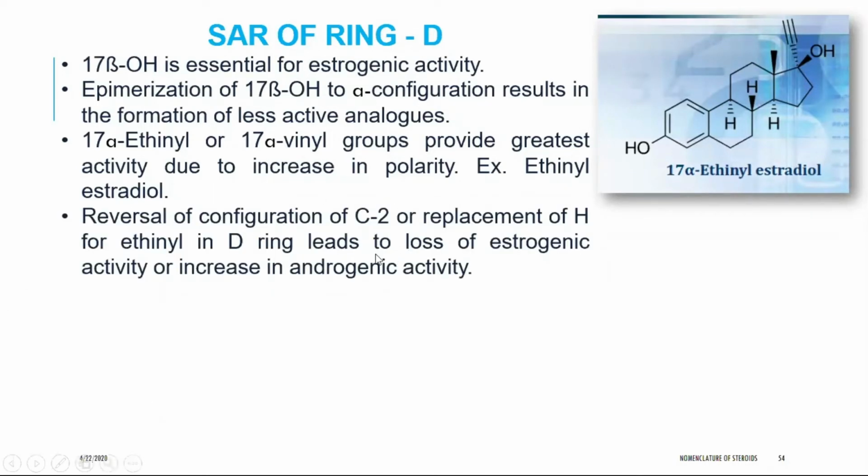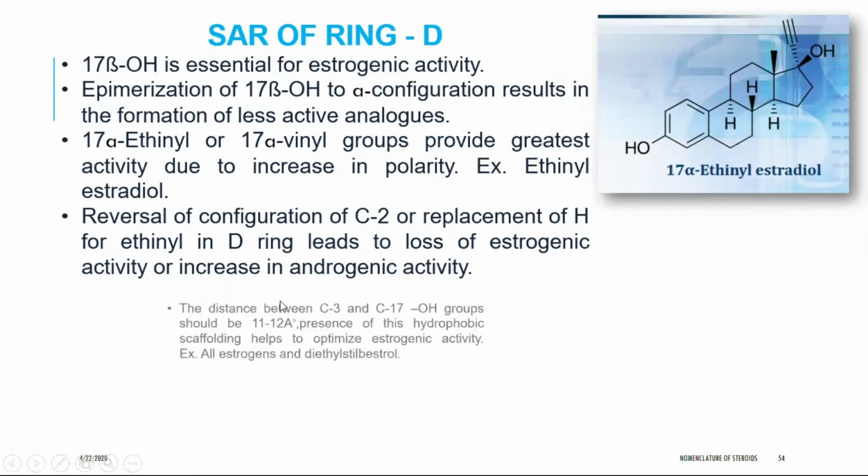Reversal of the configuration of C17 or replacement of the hydrogen of the ethinyl in ring D leads to loss of estrogenic activity and increases the androgenic activity. Again, I am repeating, reversal of the configuration or replacement of the hydrogen for the ethinyl group in ring D. That means if this ethinyl group is replaced by hydrogen in ring D, there will be a total loss of estrogenic activity and an increase in androgenic activity.